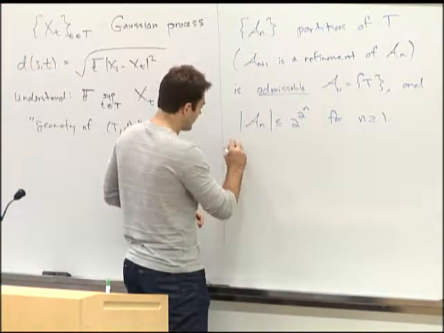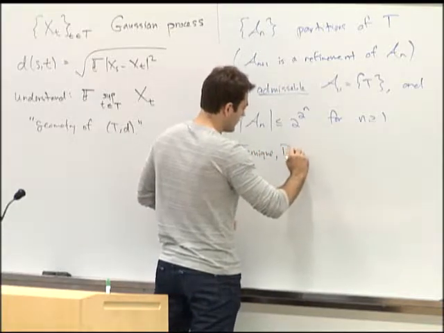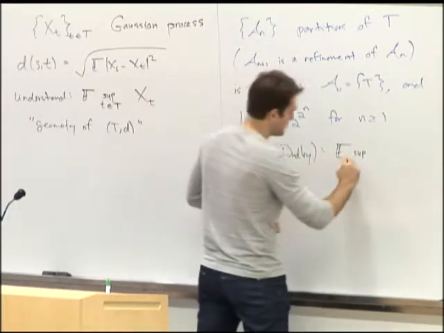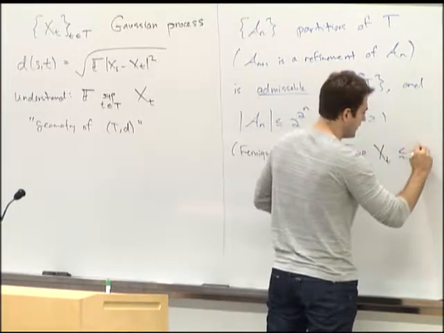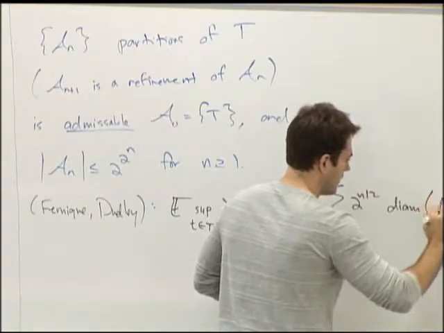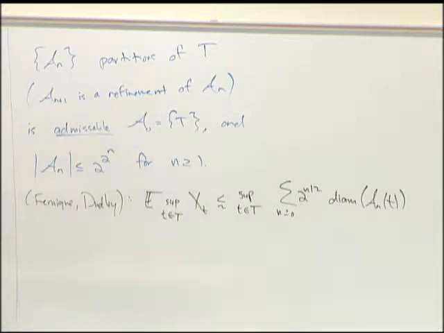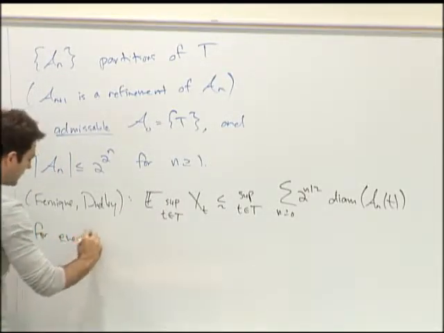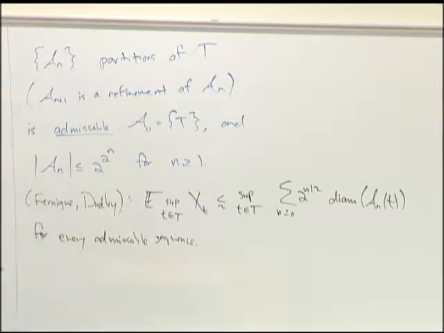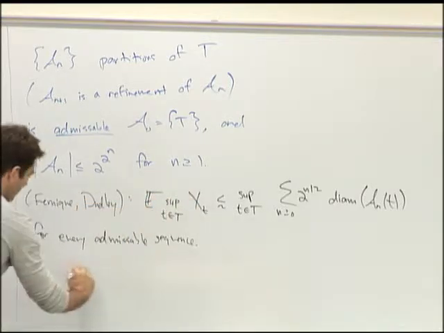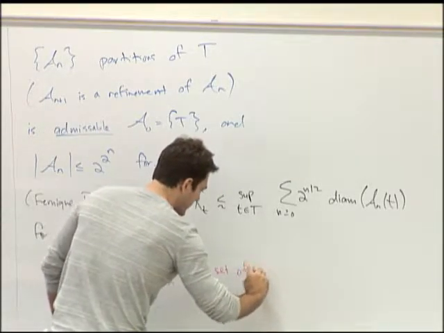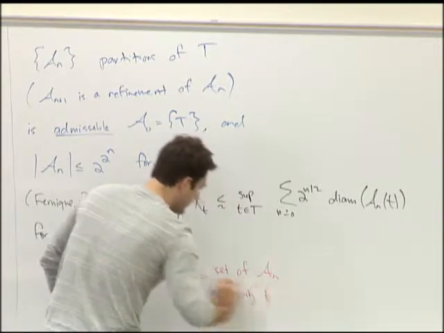And the important upper bound we proved was due to Fernique, and an earlier version, the entropy bound, due to Dudley, which says that given any such admissible sequence of partitions, we can bound the expected supremum of the process in this way. I'll remind you what this notation means in a second. But this holds for every admissible sequence. And just to remind you of this notation, let me write it here in red. For one of these partitions, if little t is a point of big T, then A_n(t) is just the set of A_n containing little t.